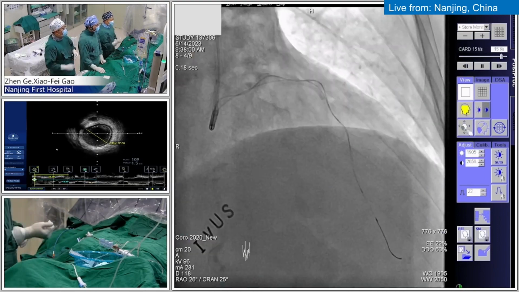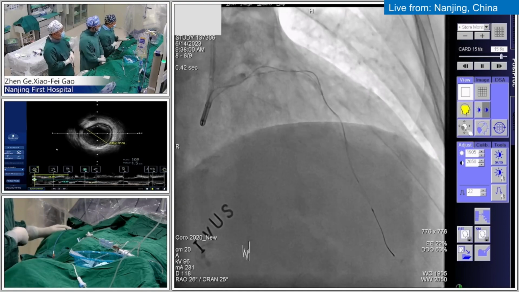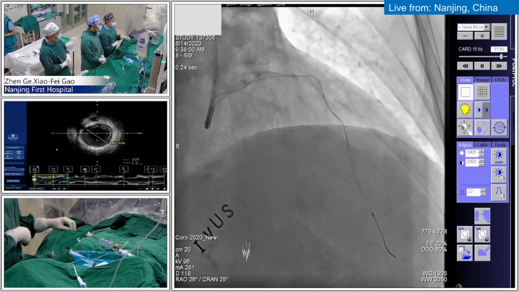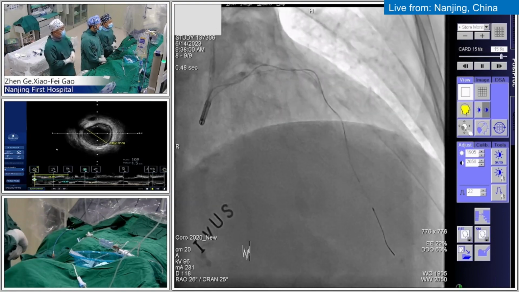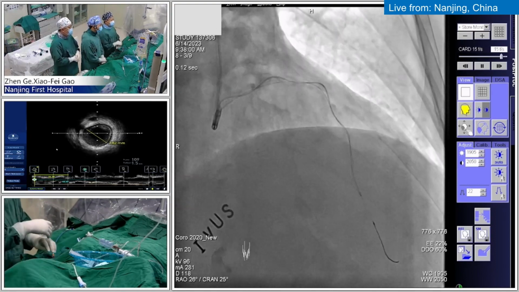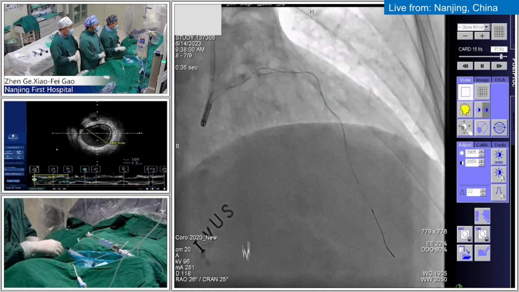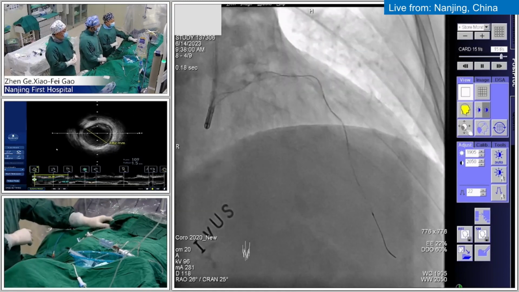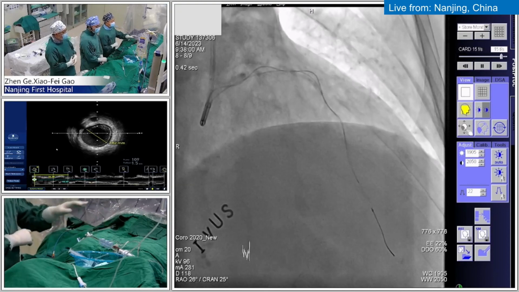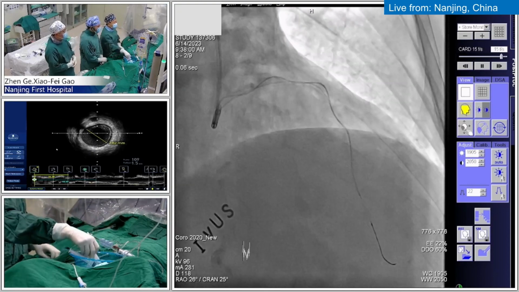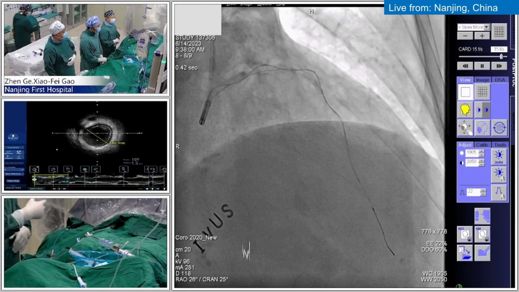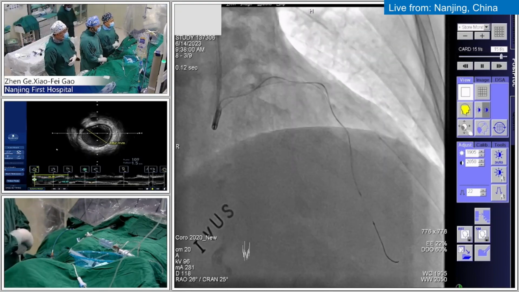For this case, we use the radial access, 7 French. And also because the disease is located in the distal left main, we prepare the right femoral artery to use a 6 French sheath, as preparation. Probably we use the IABP or another mechanical support for this case.